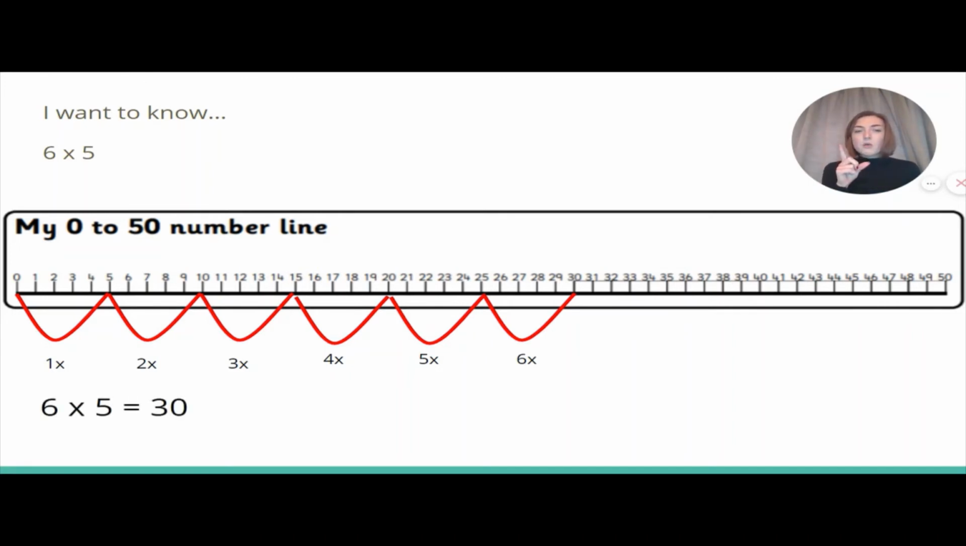Ooh, quick question. What would happen if I swap the numbers round and asked you to work out 5 times 6? Would my number stay the same?